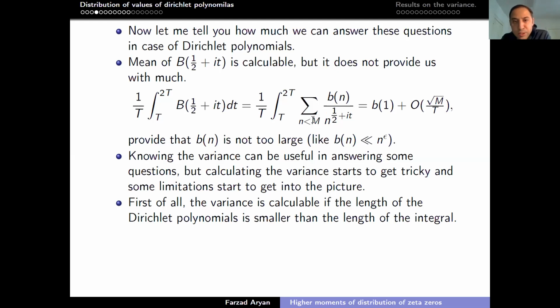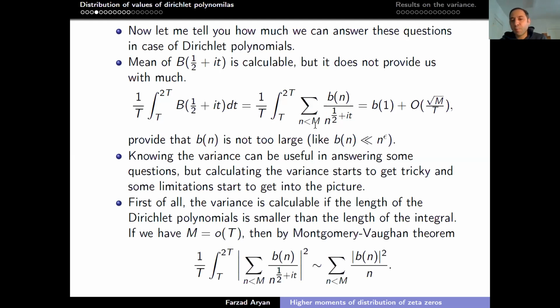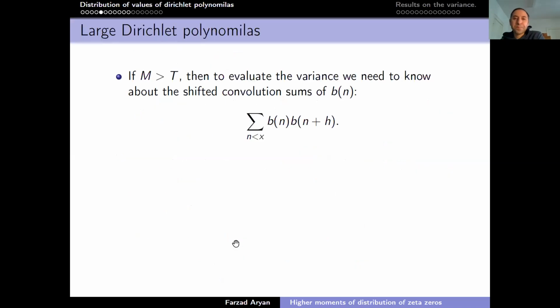It should be smaller than the length of the integral. Like m should be, say, t divided by log t, something like that. This is the case where we can calculate the variance, and it's Montgomery's theorem. Basically, it says the variance of this is this sum. But this only works if m is like, say, little o of t. It means the length is smaller than t.